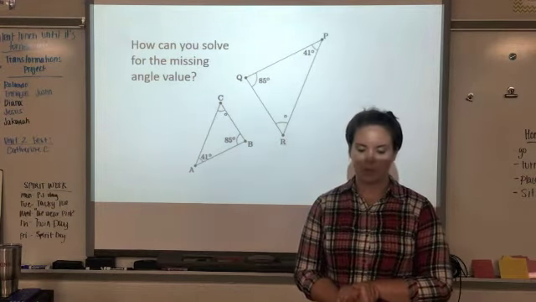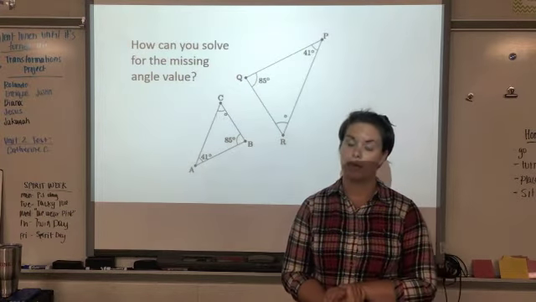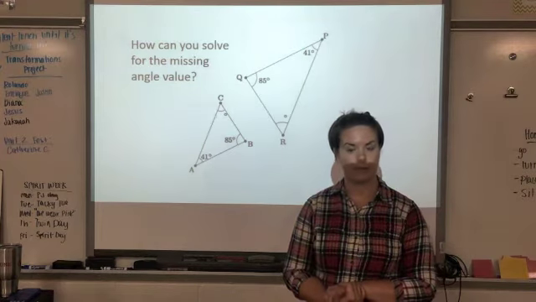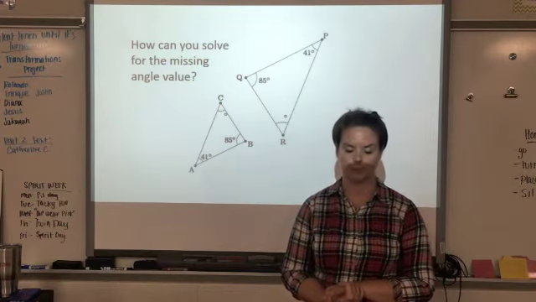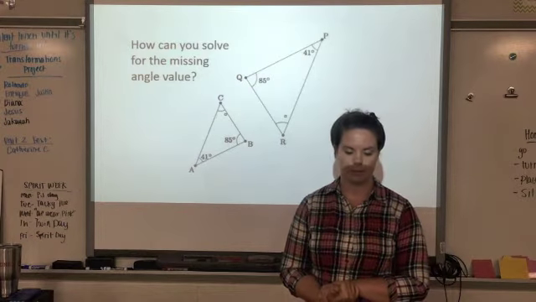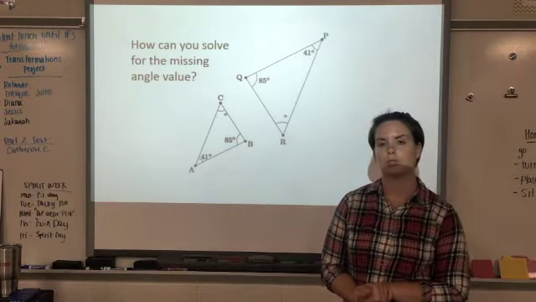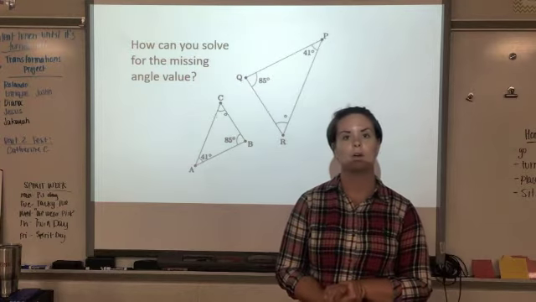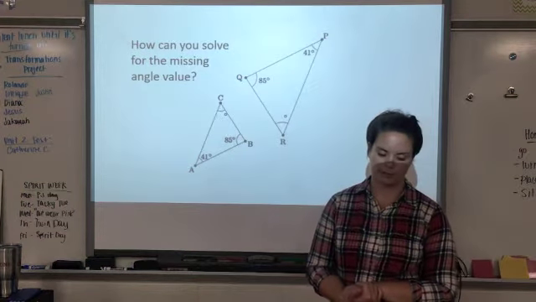So, corresponding means matching. We know this from when we talked about corresponding angles, right? They are in the same location and they are the same size when it comes to corresponding angles. If two triangles are similar, their angles are corresponding. So one way that we know that two triangles are similar is by focusing on their angles. So let's solve for missing angles.